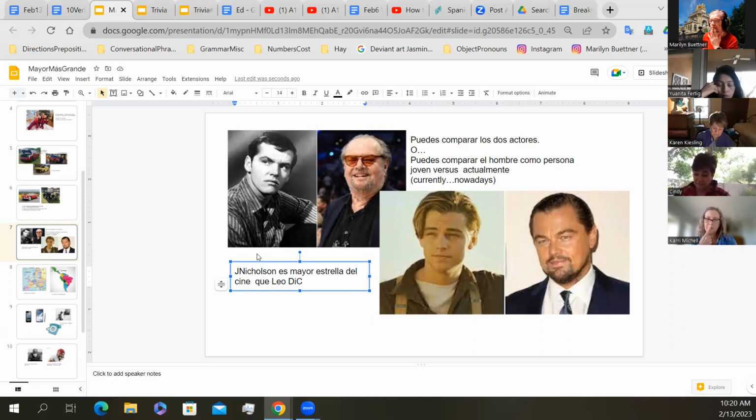Okay, hay otras ideas. Any other ideas? Leonardo DiCaprio es menos mayor que Jack Nicholson. And then it'll just be menor. Oh, okay. Menor, yeah. So, wow, this is good. Mayor, meaning like bigger, major, or just older, or whatever. Mayor and its opposite, menor, because menor is the opposite of mayor. Yeah, okay. We can never use the word más with those two words. They just stand alone.